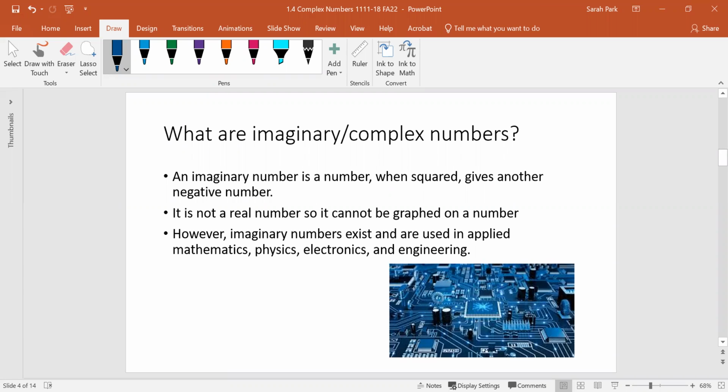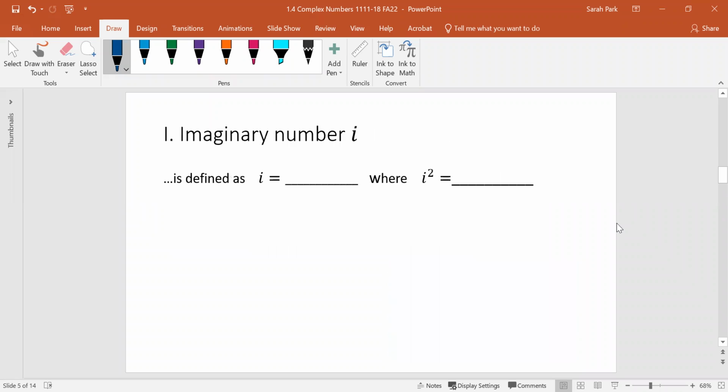An imaginary number is a number that, when we square it, gives us a negative number. So again, it's not a real number, so it can't be graphed on the number line. However, imaginary numbers actually have real applications and are used in applied math, physics, electronics, and engineering. Okay, so let's formalize what imaginary numbers are again. It's defined as i, which is equivalent to the square root of -1.